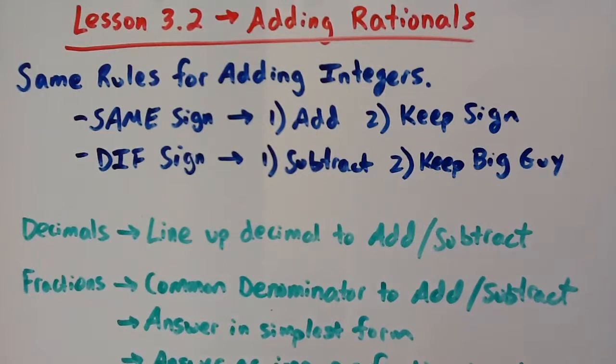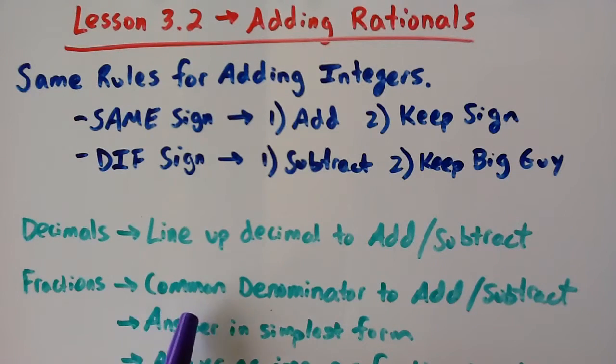When adding rational numbers, we use the same rules that we use for adding integers. If the numbers have the same sign, we add the numbers and keep the sign. If the numbers have different signs, we subtract the larger number minus the smaller number, and we keep the sign of the big guy. Remember, with decimals, when you're adding or subtracting them, you need to line the decimal up and bring the decimal straight down into your answer.